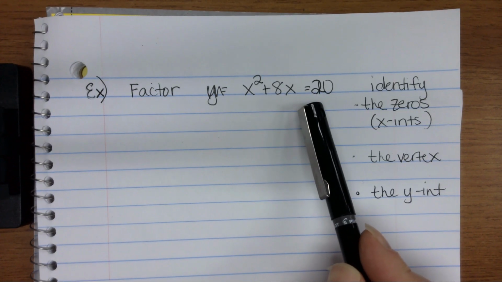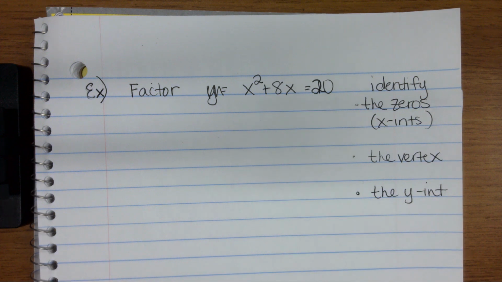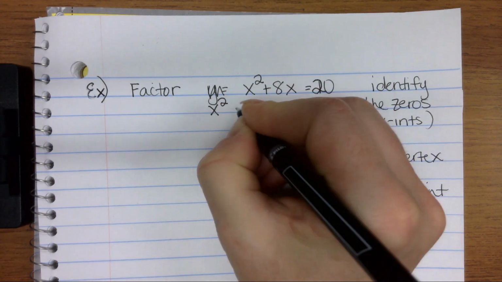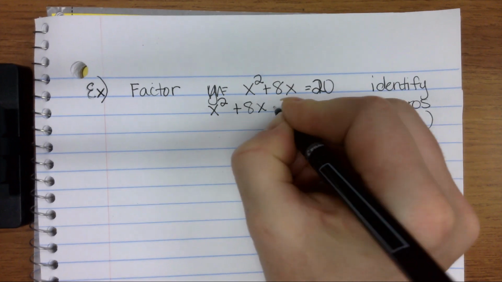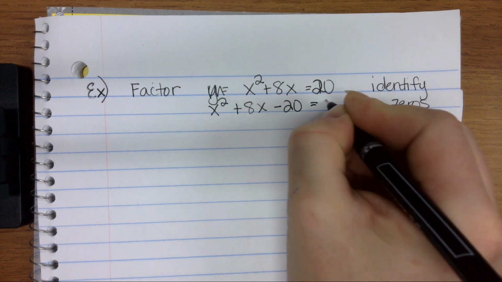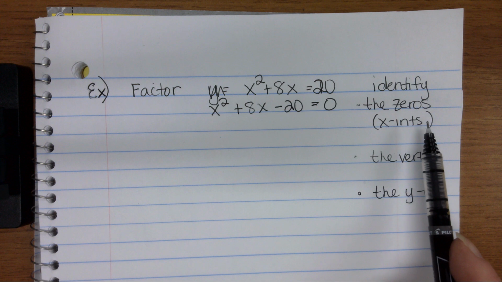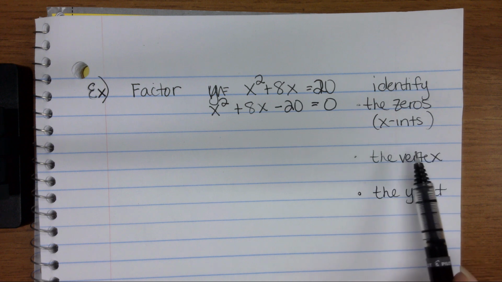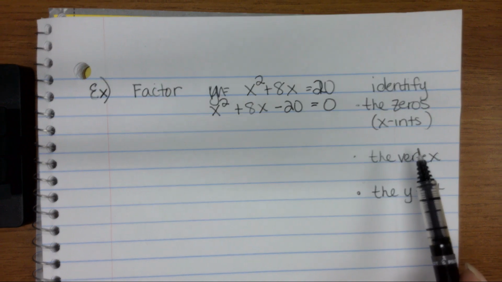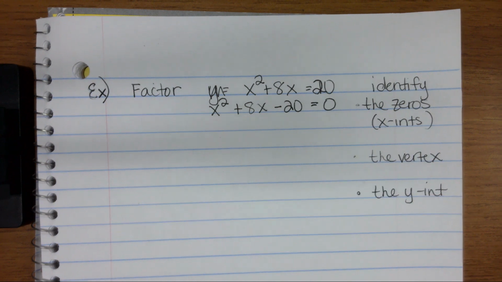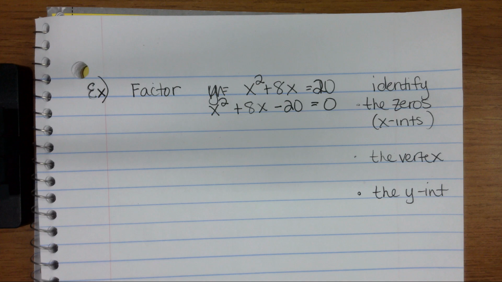How would you move that? You're going to minus 20. So I minus 20 to get it to the other side, and I have x squared plus 8x minus 20 equals 0. Okay. Finding the zeros of a quadratic on the graph represents the x-intercepts. That's why I put it in parentheses there. So what I'm going to next do is factor. So let's use some of the skills that we were just talking about.